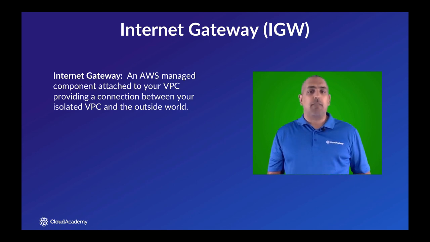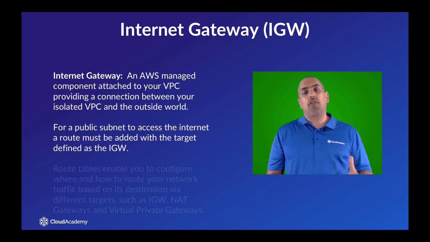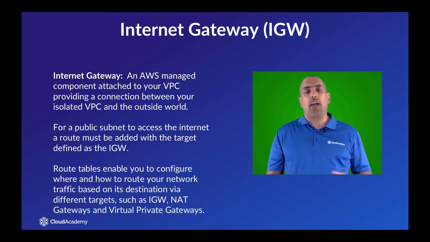And it provides a connection between your isolated VPC and the outside world, essentially the internet. To enable a subnet to use the internet gateway, it needs a route. Now, route tables enable you to configure where and how to route your network traffic based on its destination via different targets, such as an internet gateway, a NAT gateway, or a virtual private gateway.